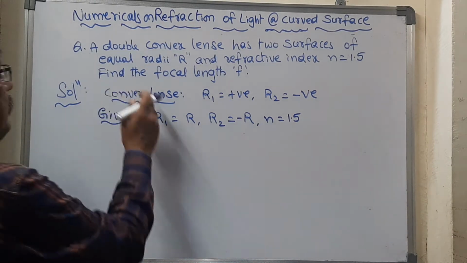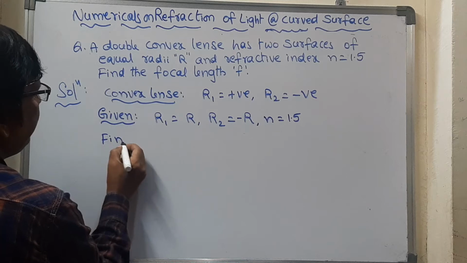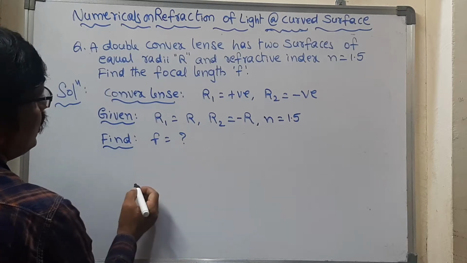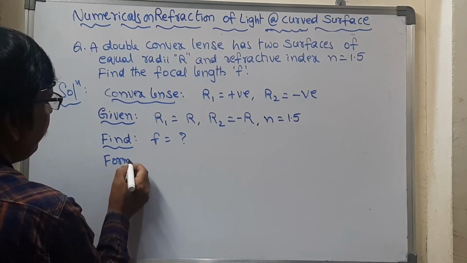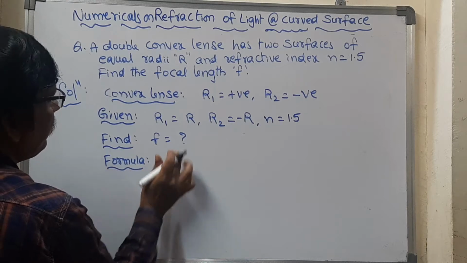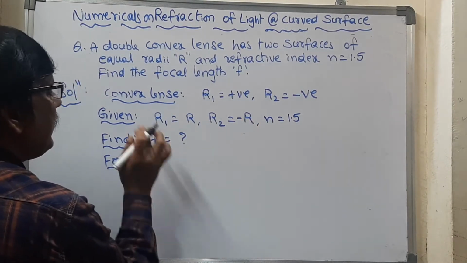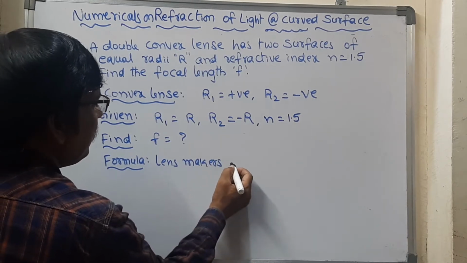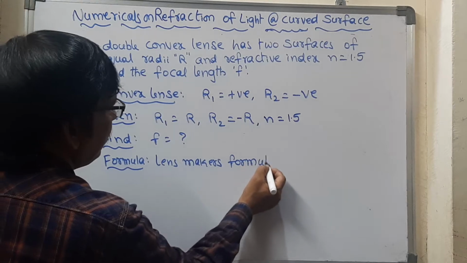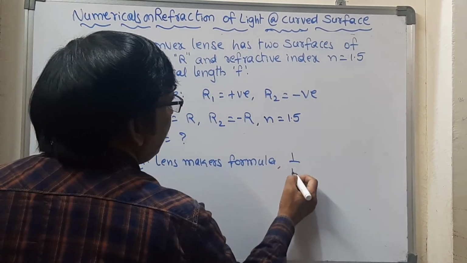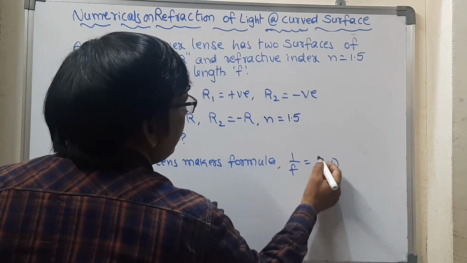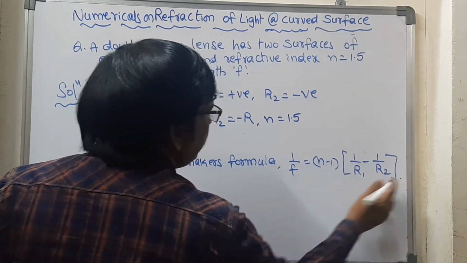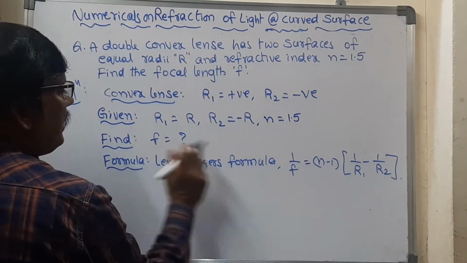Now what we have to find out? Given we have written, now we write find. We have to find the focal length f. What formula can we apply? What is the relation between R1, R2, n and f? That is the lens maker's formula. Lens maker's formula is 1 by f is equal to (n minus 1) into (1 by R1 minus 1 by R2). In this one, focal length has to be found.